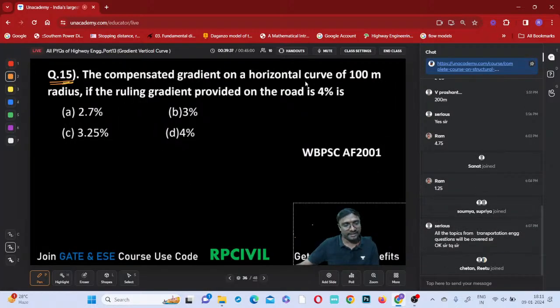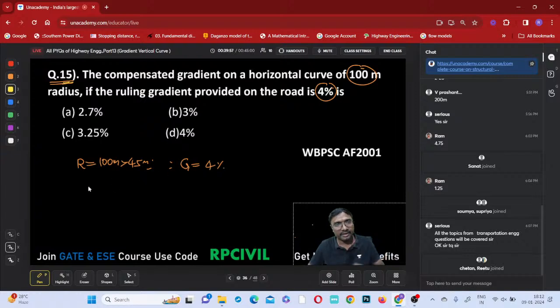What is it? Compensated gradient on a curve of radius 100 meters, right? The radius of this curve is 100 meters. So it is greater than 45 meters, which formula do we have to use? Second formula. If the ruling gradient provided on the curve is 4%, what will the original gradient be? This 4% only. Original gradient will be 4%.